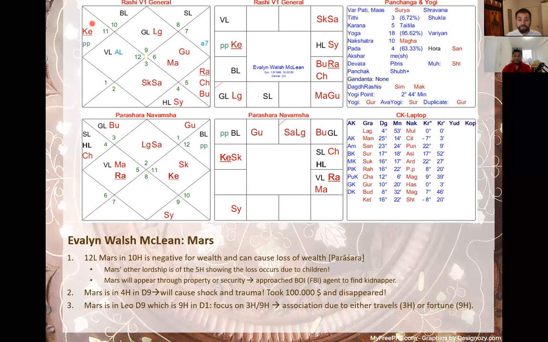Why did she not lose more money due to this? Because the 10th Lord is in the 9th house. Her fortunes are not completely destroyed. Because the Lord of the Kendra is still well placed. I don't like that it's with Rahu, but it's still not terribly placed. So she was protected to some extent, but still there was some loss.